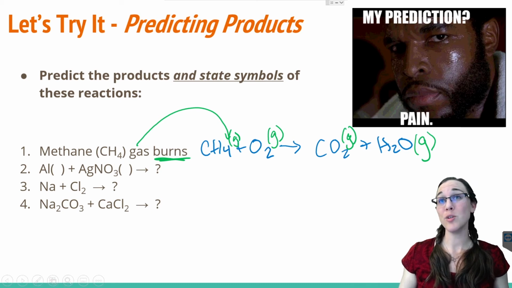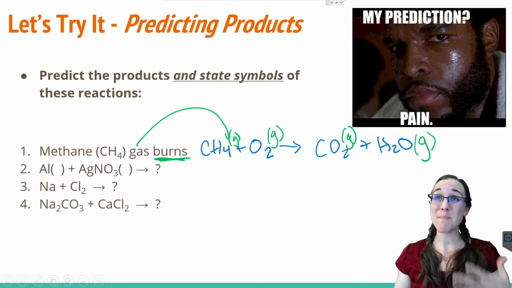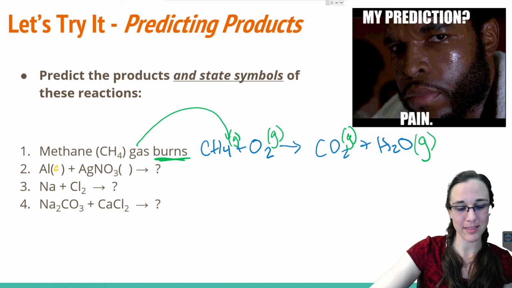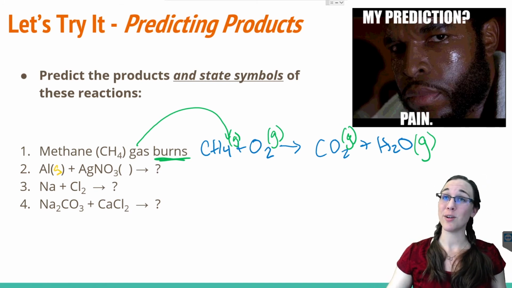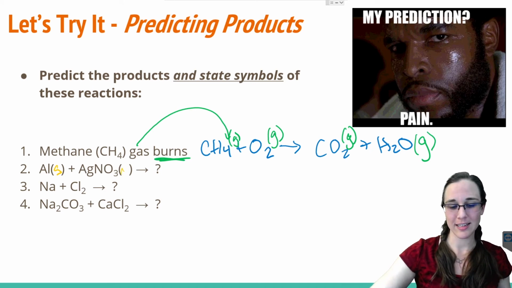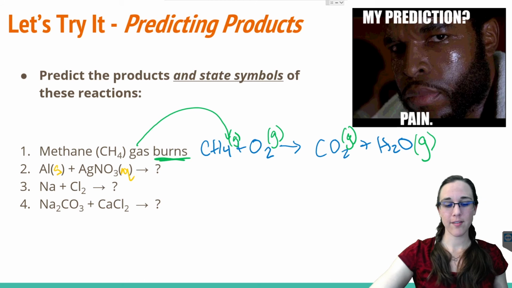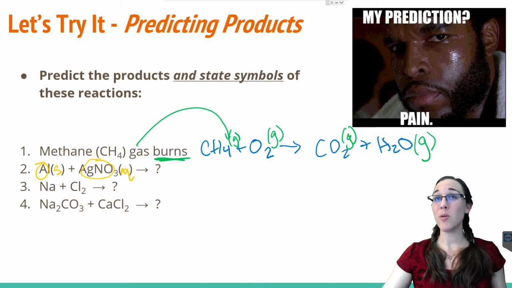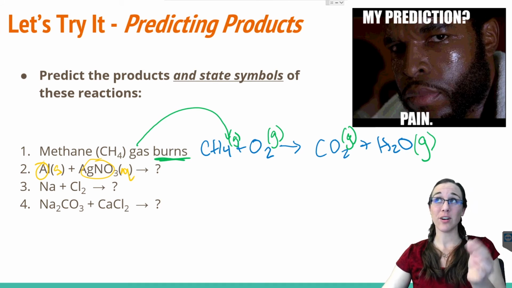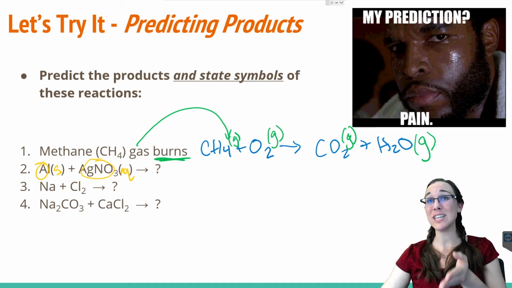How about the next one? We have aluminium, which is a metal. We're going to predict right off the bat that that's a solid. And we have silver nitrate, AgNO3. Silver nitrate is an ionic compound, so we're going to predict that it is aqueous, AQ. We have a lonely atom, Al, and we have a paired up molecule. So the only pattern this fits for our types of chemical reactions is a single replacement.